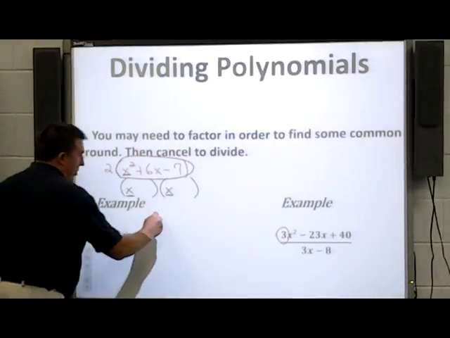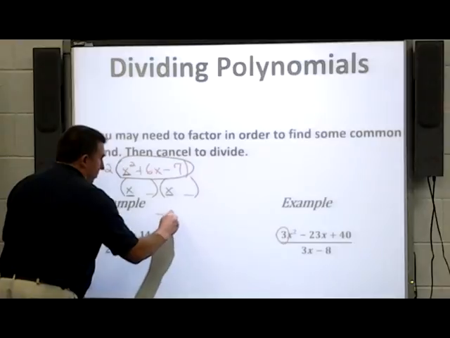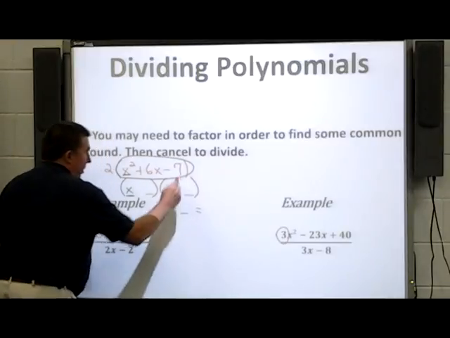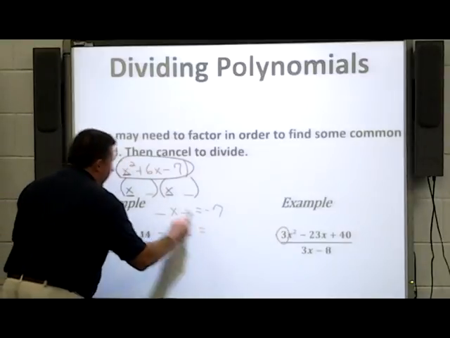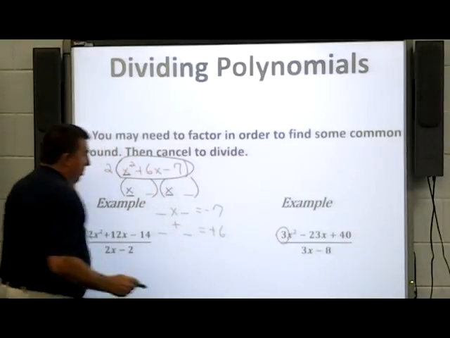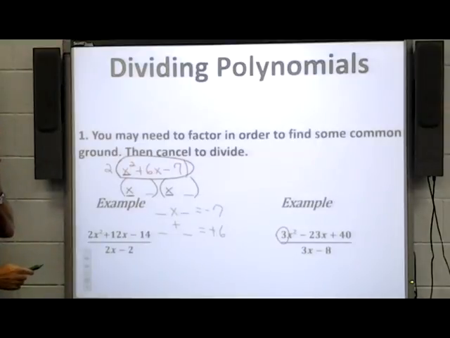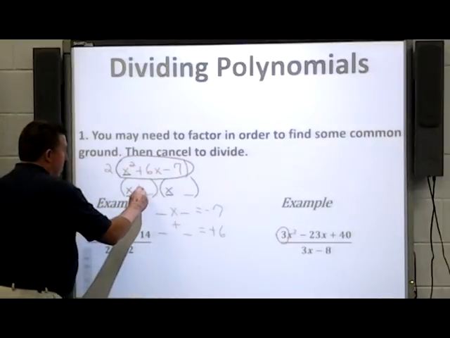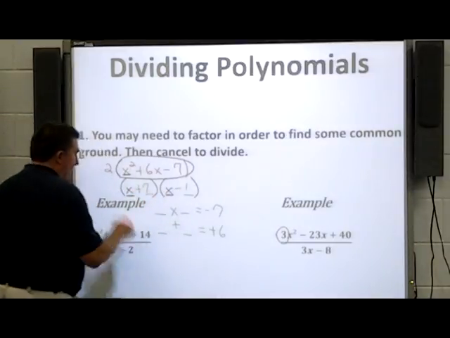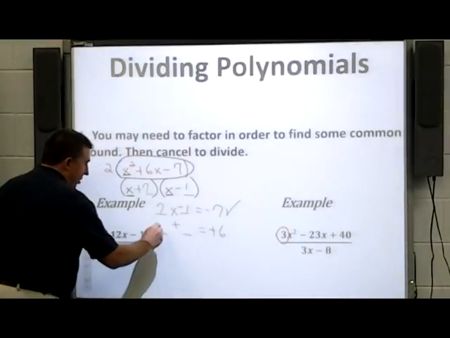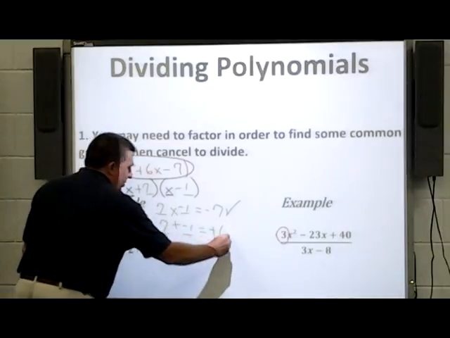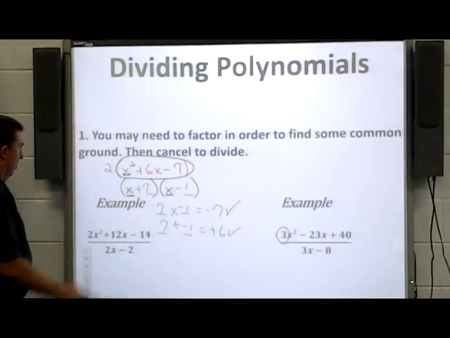I then have to multiply these two guys together and get a negative 7. And at the same time, they have to add up to a positive 6. The only two terms that will work for that would be a plus 7 and a minus 1. Let's see if that works. 7 times negative 1 is negative 7, correct? 7 plus negative 1 is 6, correct? So that's what that factors into.